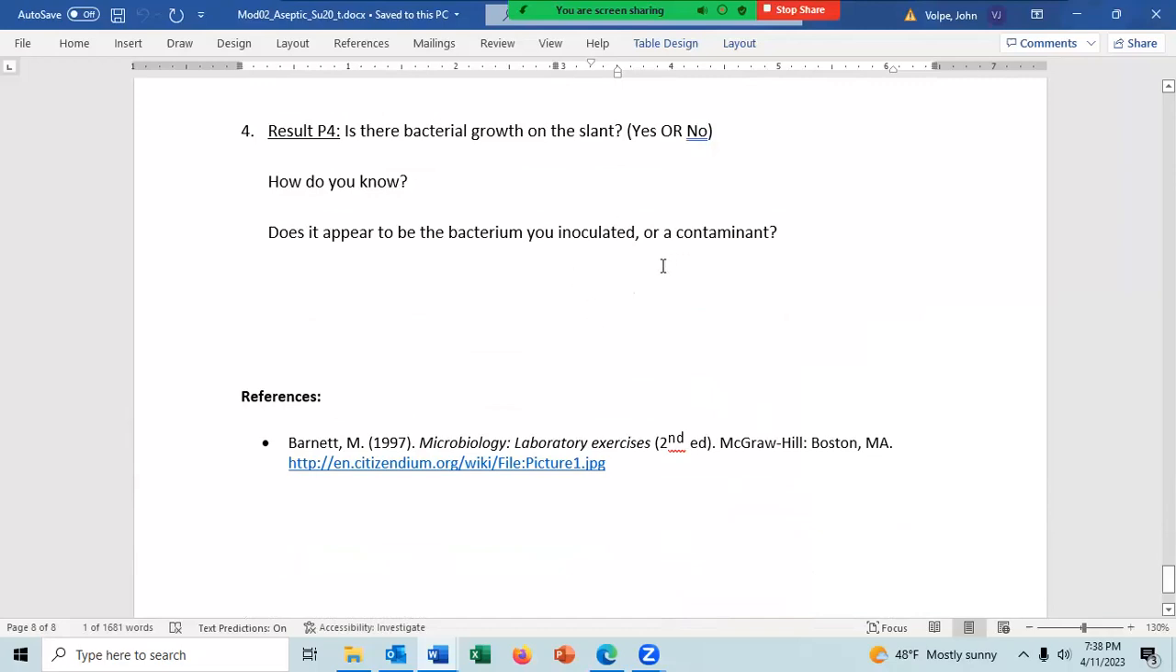The first is the bacterial growth on the slant. State yes or no. How do you know? State how you know. And then does it appear to be the bacterium you inoculated or a contaminant? And then state what it is. You should tell why, although I'm not going to require that.